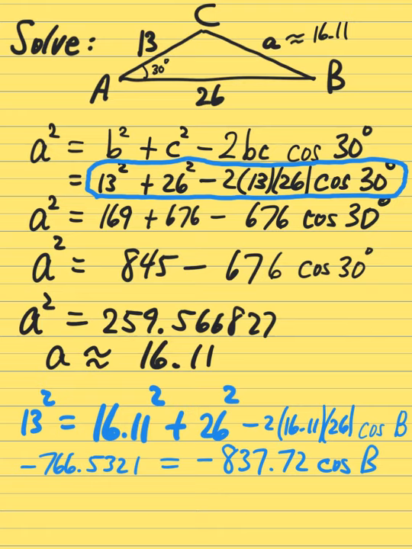Okay, so B is going to be cosine inverse of, and again, when we divide by negative 837.72, those two negatives are going to make a positive. So two negatives make a positive if they're in the same fraction. 766.5321 over 837.72.